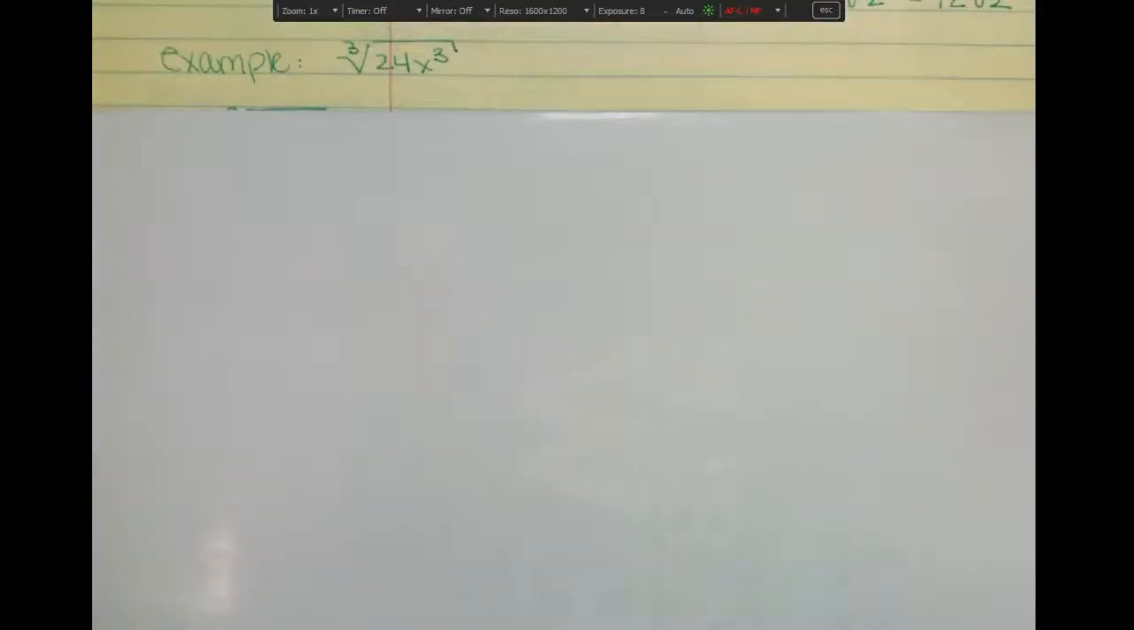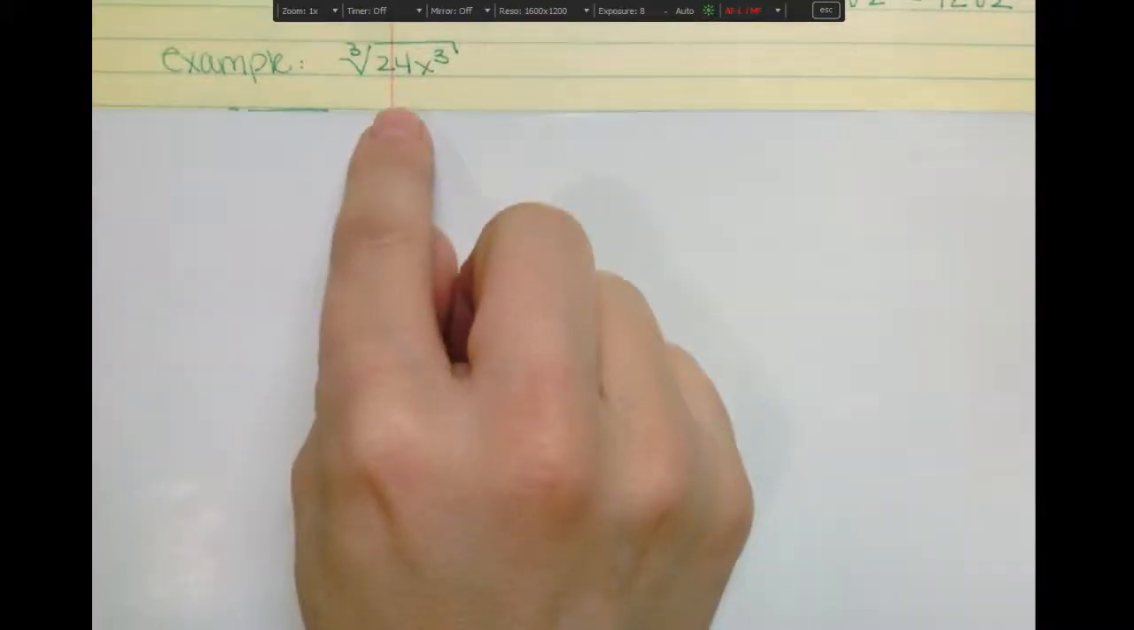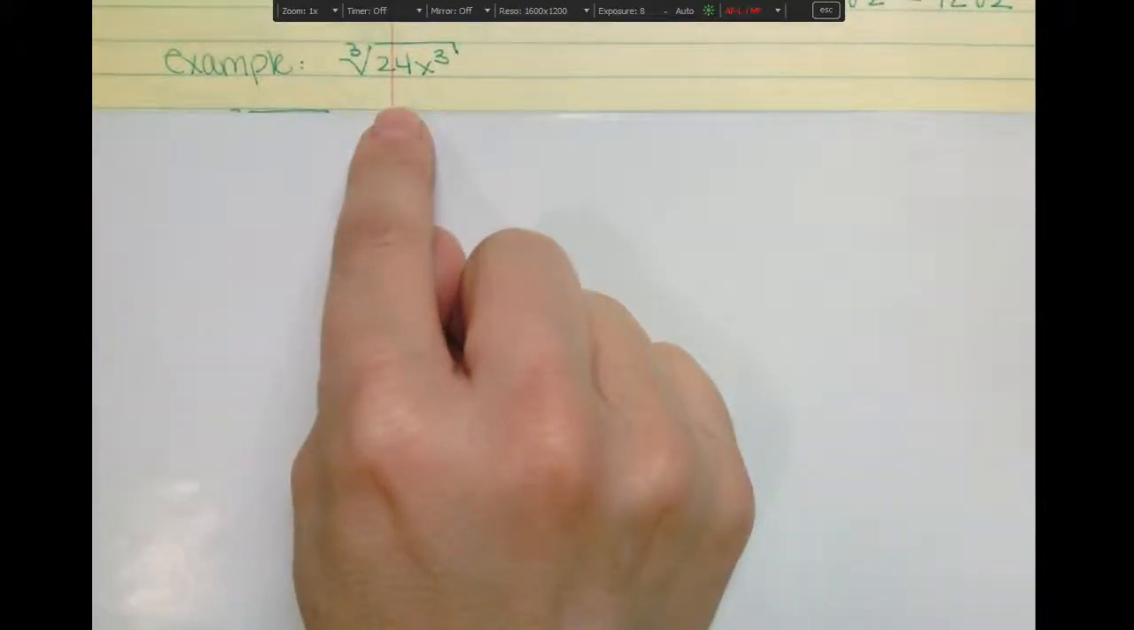In all of our previous examples we've worked with square roots, but with this property 1, we can work with cube roots, fourth roots, and so on. So let's try it with a cube root. The cube root of 24x cubed.